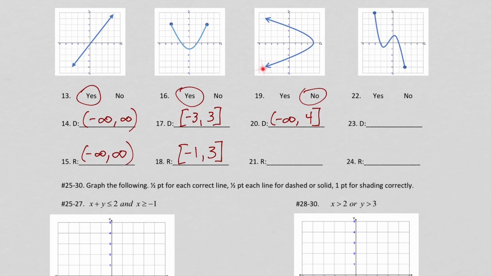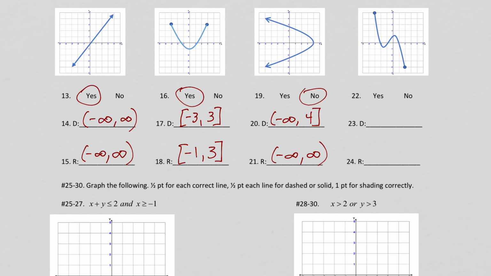The range is how far down it goes. This is pointing slightly down, but it never stops going down. So this is going down to negative infinity. And this is pointing slightly up, and it will never stop going up. So this is going to positive infinity.